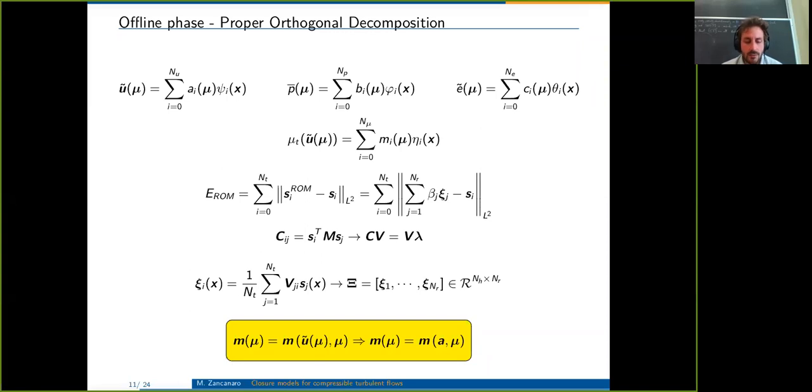So since, as I showed you before in the equations, the eddy viscosity is just dependent on the velocity and of course on the parameter, then you can somehow think that also the reduced coefficients of the eddy viscosity are just dependent on the velocity and on the parameter. But since the velocity is just dependent on, of course, the reduced coefficients of the velocity, then you can easily say that the reduced coefficients for the eddy viscosity are just dependent on A and mu, where A are the coefficients for the velocity.